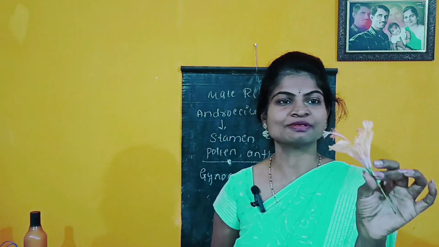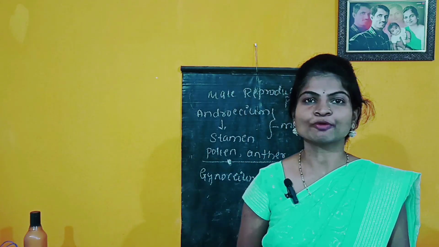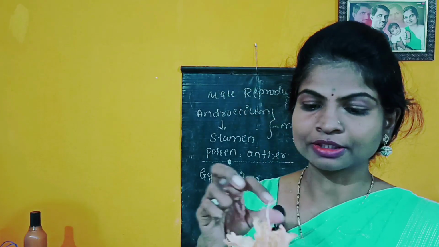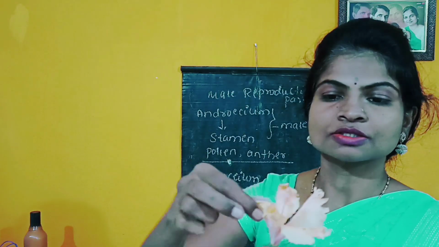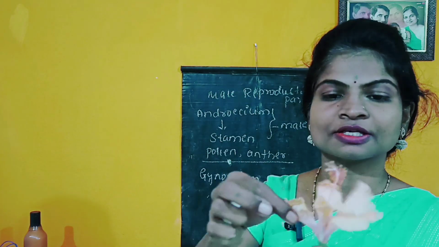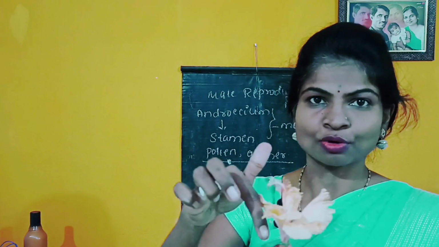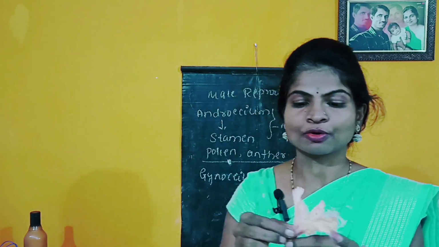So I will give you an example. I have taken a hibiscus flower. With the help of this flower, we can understand the different parts of the flower and the reproductive parts of the flower. Okay. As you already know, these are petals. Single ones are called petals, and the group of the petals is called a corolla.